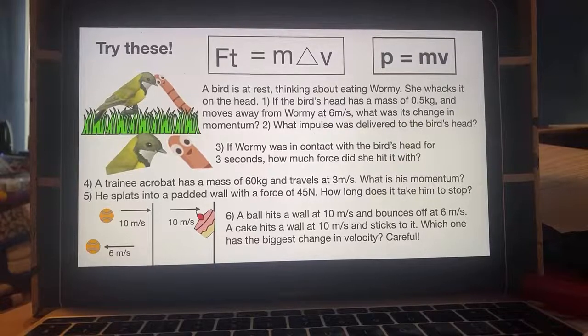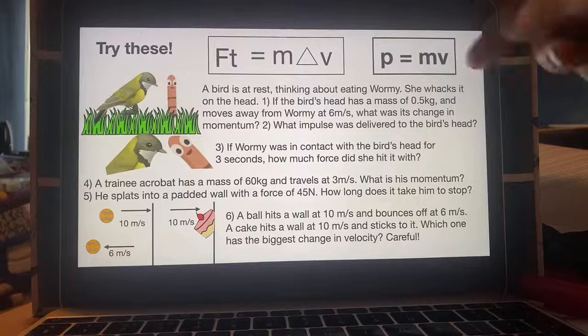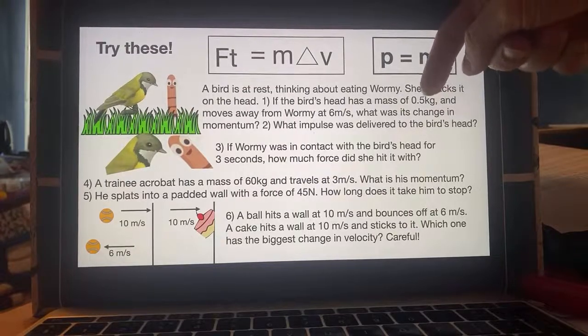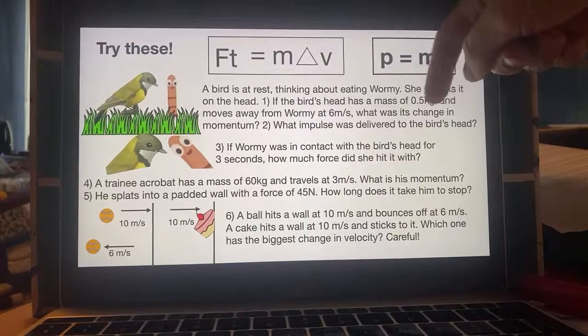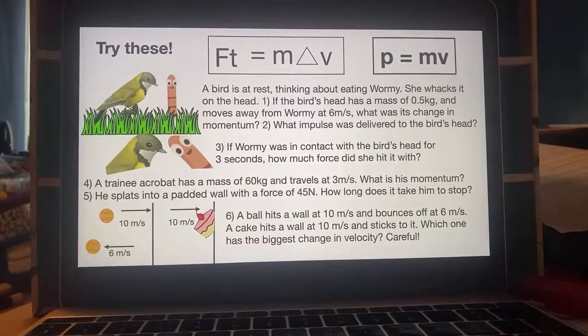If the bird's head has a mass of 0.5 kilograms, I've been kind, right? I could have said 500 grams, but you need to use the number 0.5 kilograms because that's the unit you use. If the bird's head has a mass of 0.5 kilograms and moves away from wormy at 6 meters per second, what was its change in momentum? And what impulse has been delivered to the bird's head?